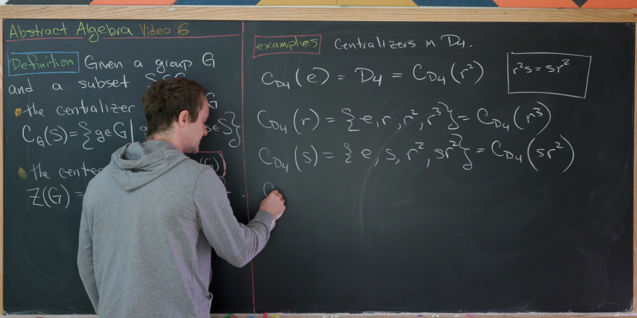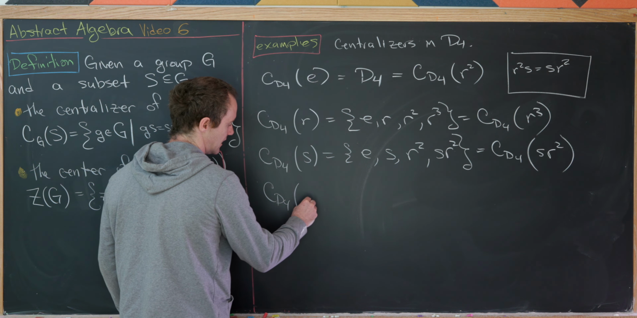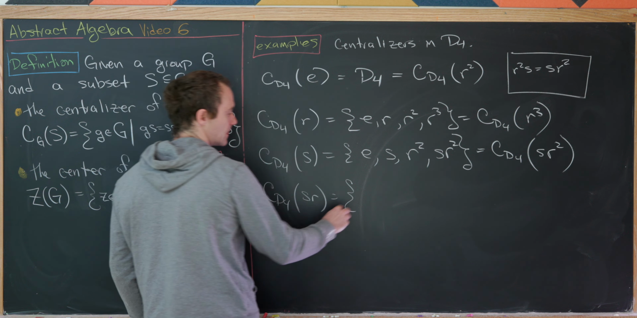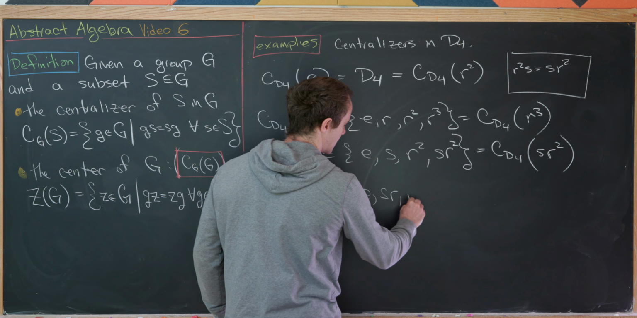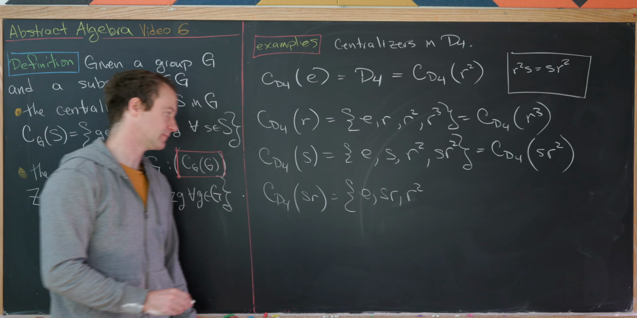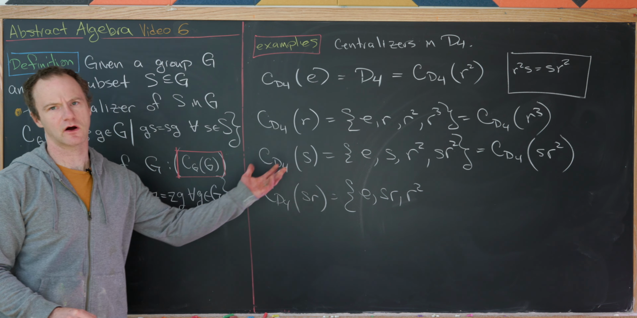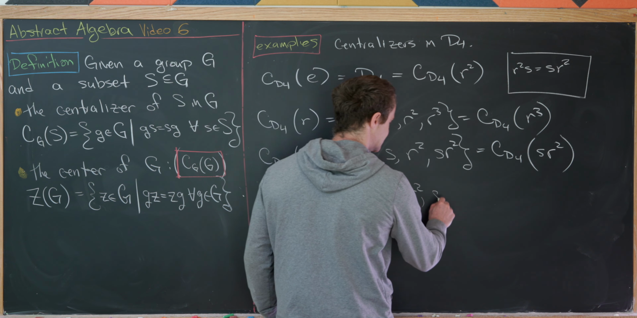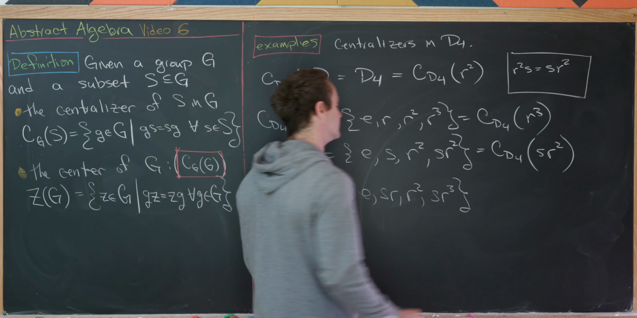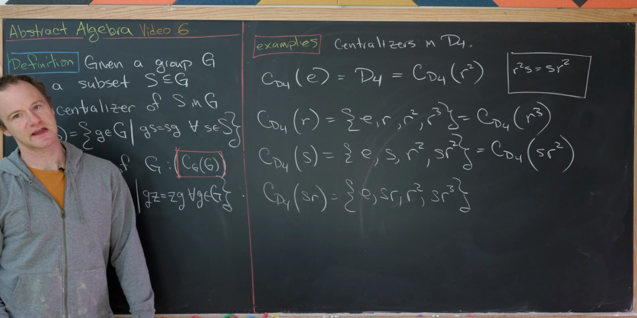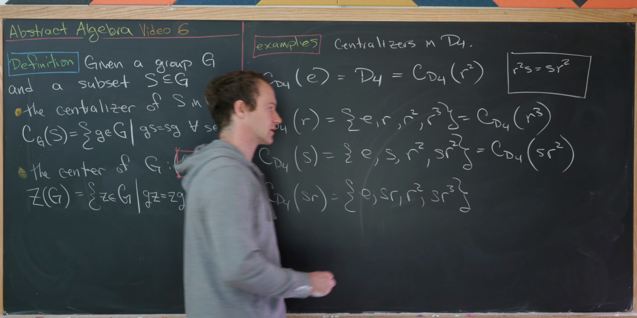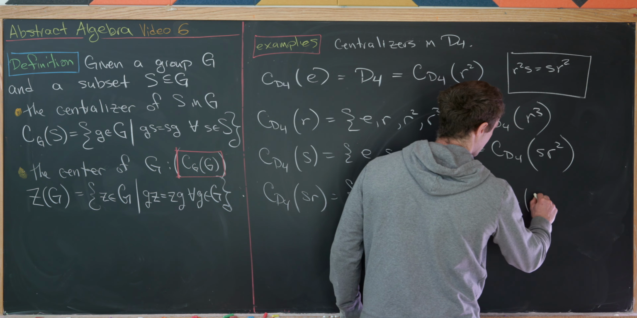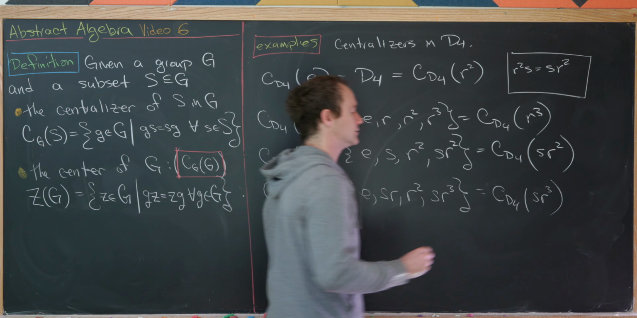Now let's look at the centralizer in D4 of SR. So what commutes with SR? Well, we'll have the identity, we'll have SR, and we'll have R squared. So anything commutes with itself, and R squared commutes with everything. And then we'll have the combination of these two, which is SR cubed. Then you can check everything else does not commute with SR. But notice this is also the centralizer in D4 of SR cubed.